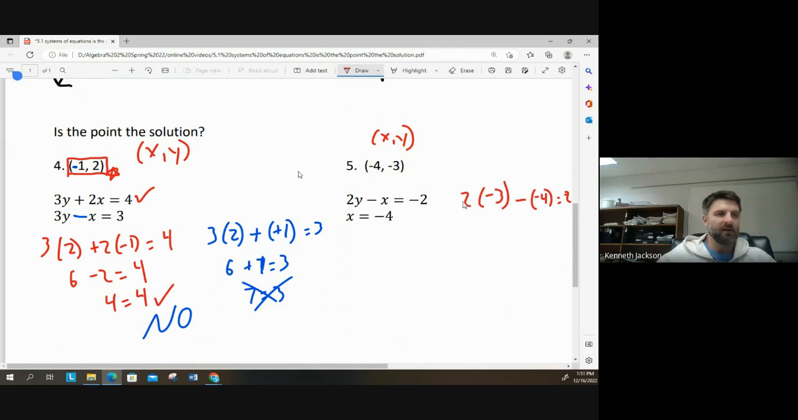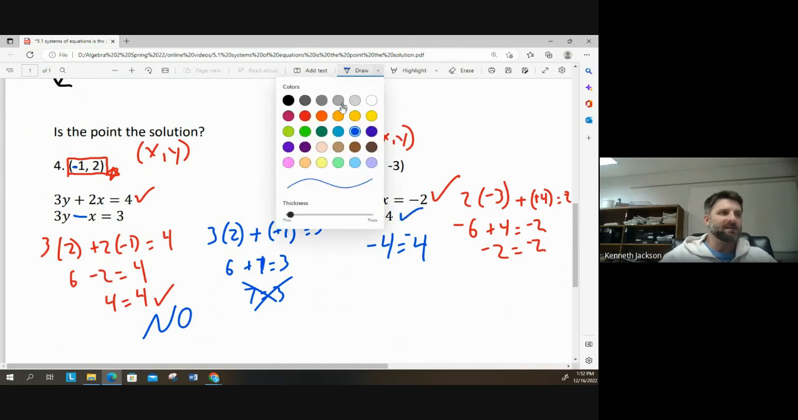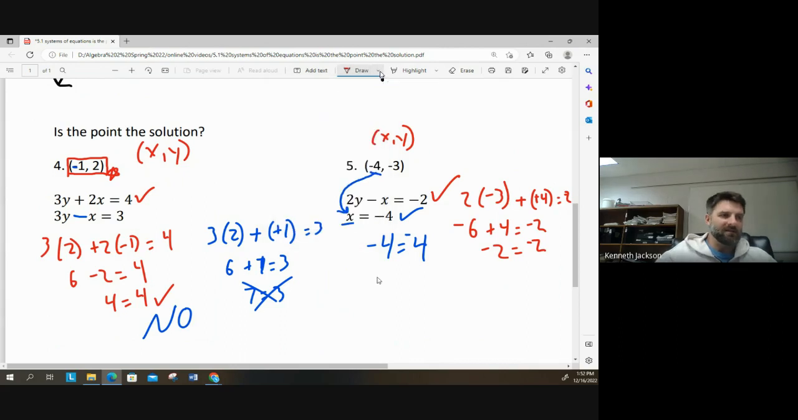I ran out of room there. 2 times -3 is -6. Double negative makes that a positive. That's plus 4 equals -2. Well, -2 equals -2. So that first ordered pair is a solution for the first line. Now I have to see if it's a solution for the second line. So now I only have a single variable equation, x equals -4. Well, the x value is -4. So -4 equals -4. I took this number, plugged it in right there. And that one checks out. So if they both are yes, well, then it is the answer to the linear system.